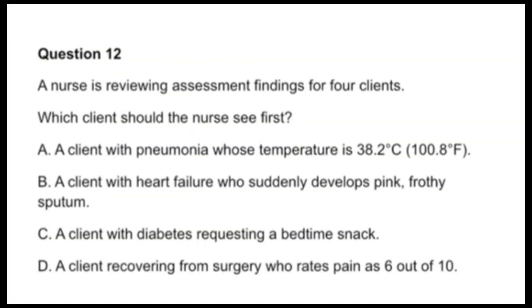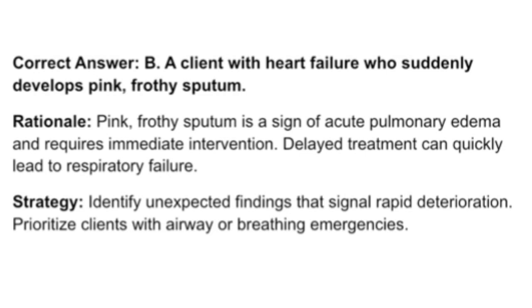Question 12. A nurse is reviewing assessment findings for 4 clients. Which client should the nurse see first? A. A client with pneumonia whose temperature is 38.2 degrees Celsius, 100.8 degrees Fahrenheit. B. A client with heart failure who suddenly develops pink, frothy sputum. C. A client with diabetes requesting a bedtime snack. D. A client recovering from surgery who rates pain as 6 out of 10. Correct answer: B.